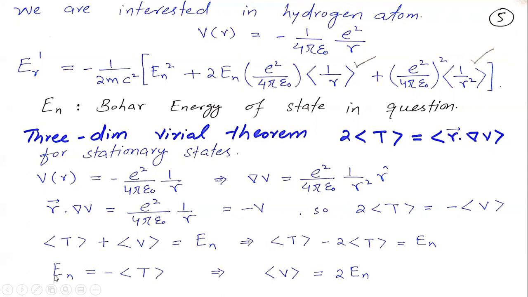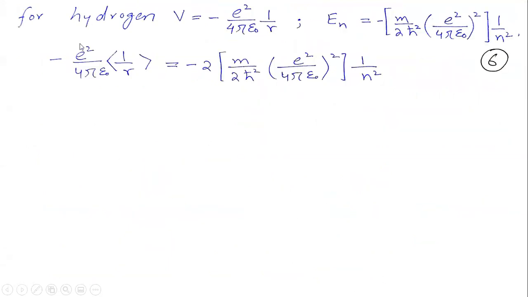So if you use E_n equals minus the expectation value of T in the total energy expression, which is this, it will lead us to the expectation value of V equals 2E_n. So we can calculate the expectation value of V if we have the Bohr energy expression. So for the hydrogen atom, we have the potential V equals minus e² over 4πε₀ times 1 over r, and these are the Bohr energies.